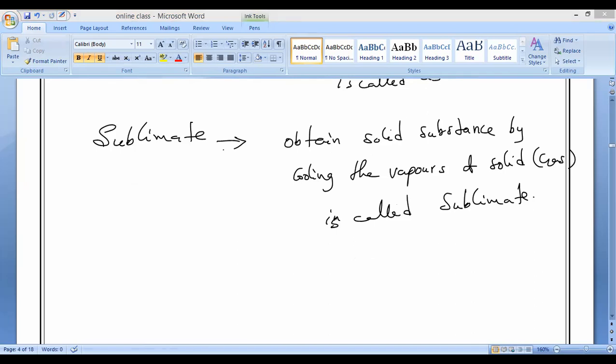Now, how many of you know iodine? Do you all know iodine? Basically, iodine is present in the solid state. What is the state of iodine?